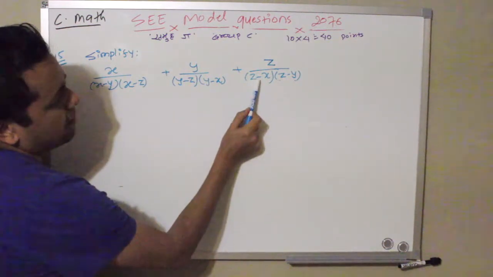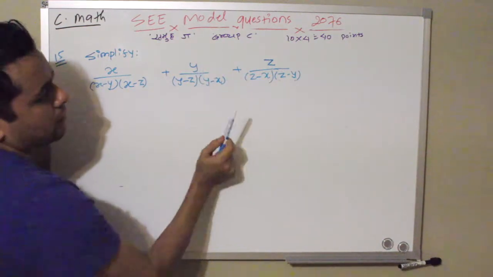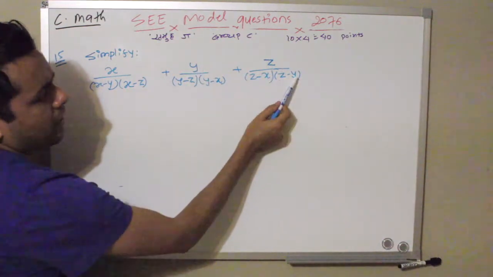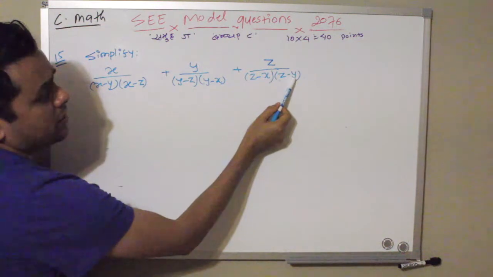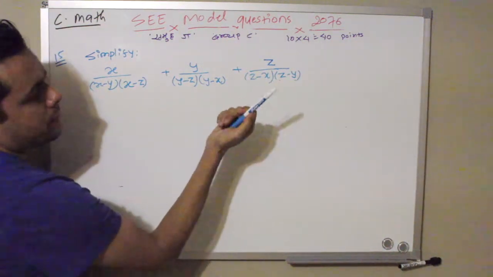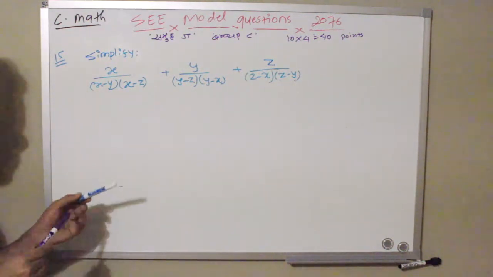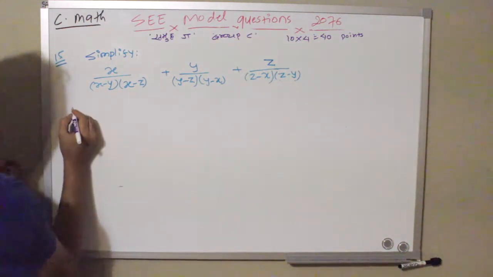But here is z minus x. So, I have to flip here. X minus z. One time. Here is z minus y. I have to flip. Y minus z. Here is also negative, negative, positive. So, I don't have to change here. Nothing. I have to change nothing here. Okay. Let me start over.